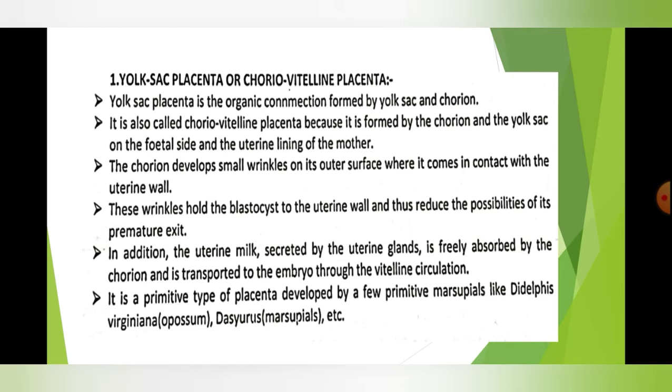What is the function of these wrinkles present on the chorion? This helps to hold the blastocyst. You know, blastocyst is a stage of embryo after the continuous cleavage of a zygote, which will enter inside the endometrium wall of the uterus. This embedment of the blastocyst inside the endometrium layer of the uterus is called implantation. Those wrinkles help the blastocyst to fix very firmly into the uterus.